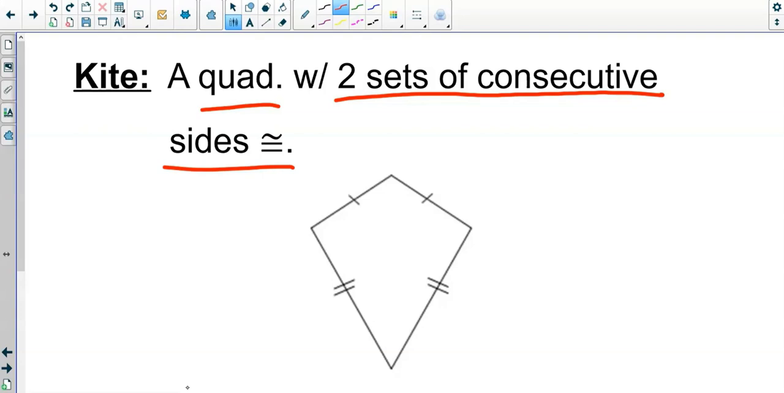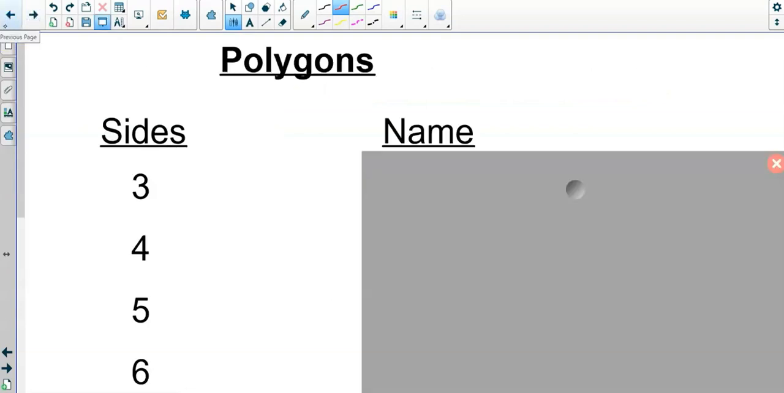And in fact, our book doesn't even really talk about kites, but I wanted to show them to you because kites are a special form of quadrilateral, and it's because they have two sets of consecutive sides that are congruent. All right, so going back to quadrilaterals, what's going to happen in your assignment is this.